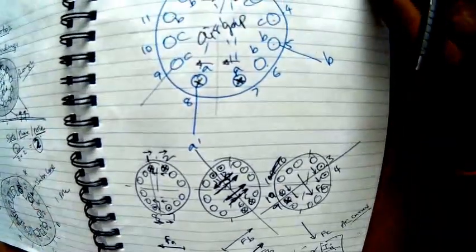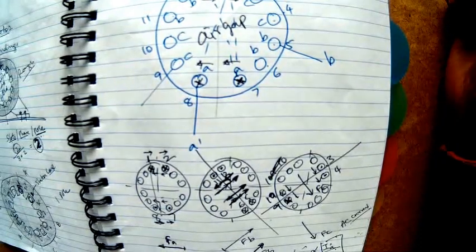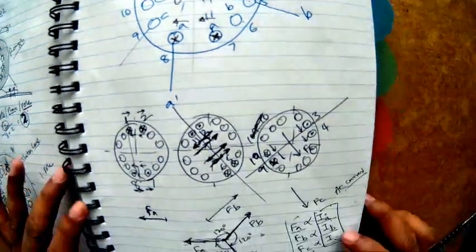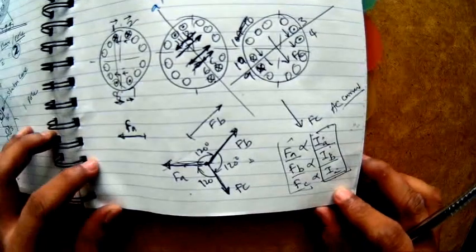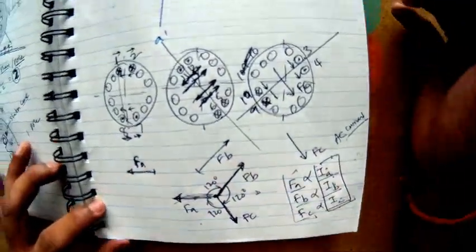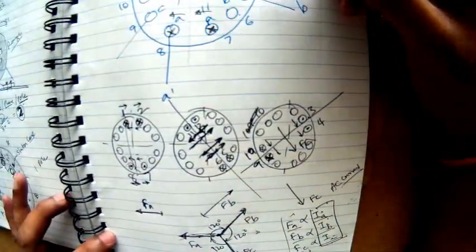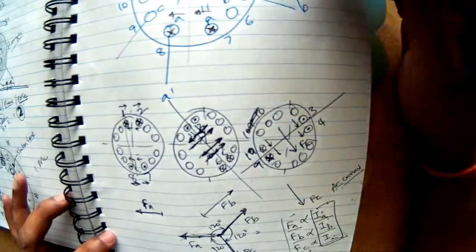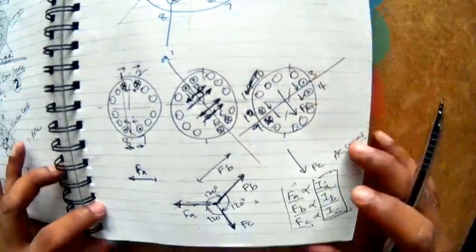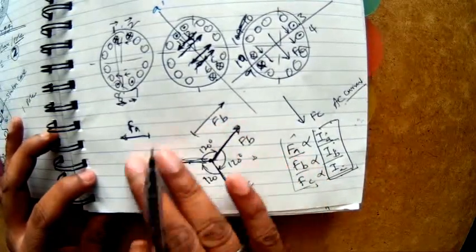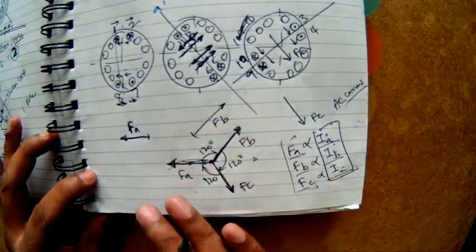Hello everyone. Let's continue our analysis of the stator of induction motor. In my last video, we were at this stage where the physical location of the three-phase windings have been shown, and for that physical location of three-phase windings, these are the directions of the magnetic fields FA, FB, and FC.